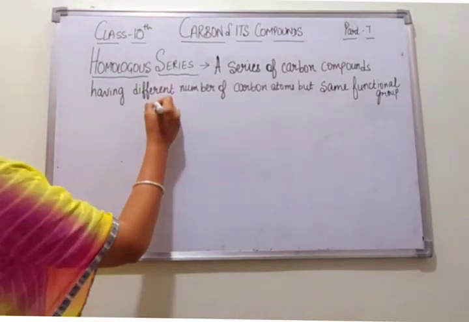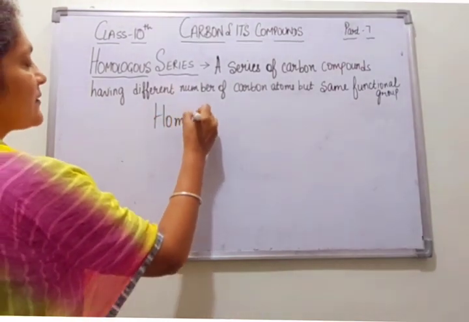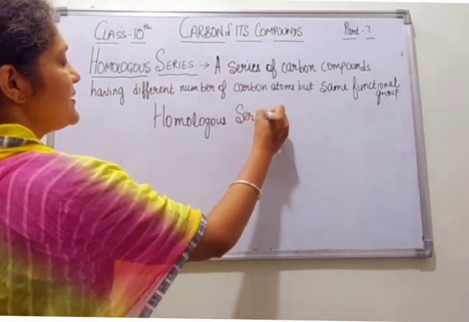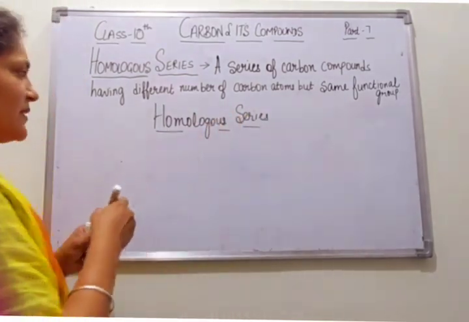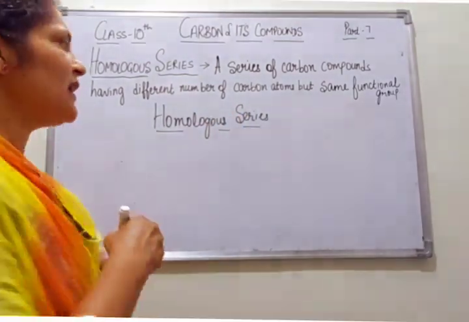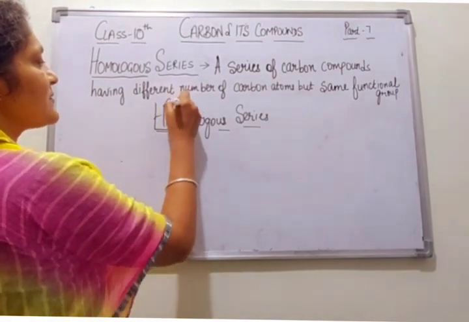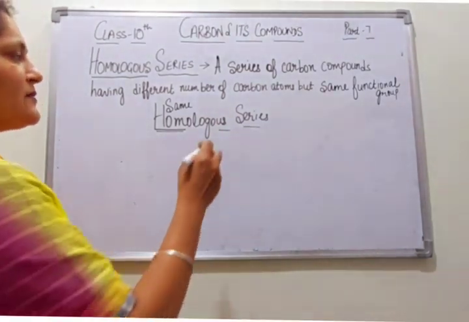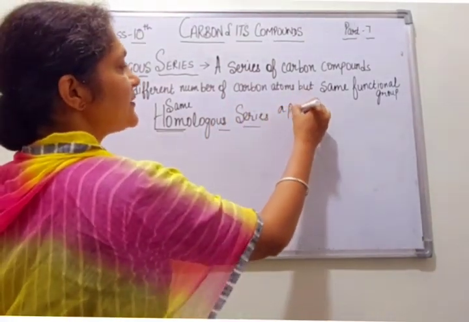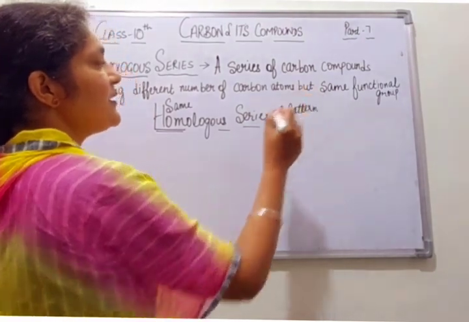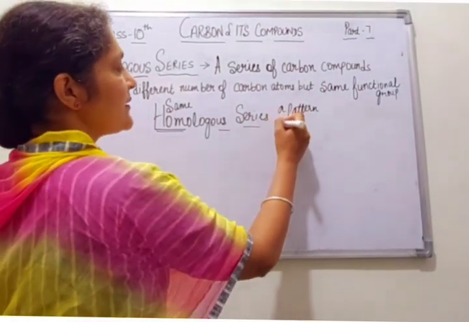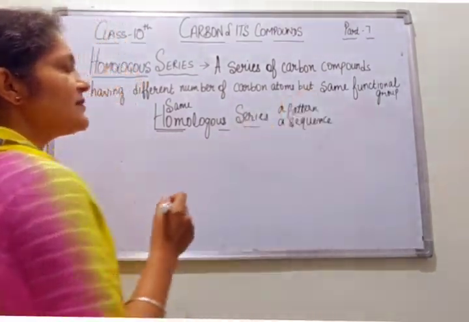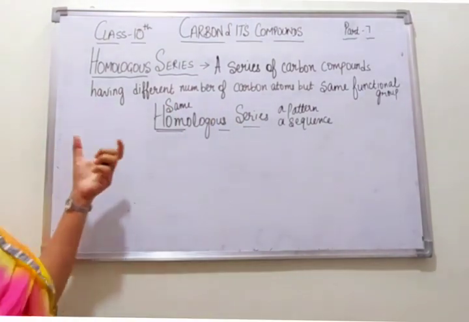Right students? We will divide this word homologous series. Now what does homologous mean? What is the meaning of homo? It means same. And what is the meaning of series? Series means a particular pattern. When things are arranged in a particular pattern, or we can call it a sequence, this is known as the series, and homo means the same.